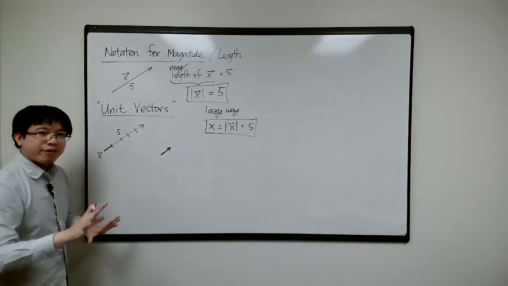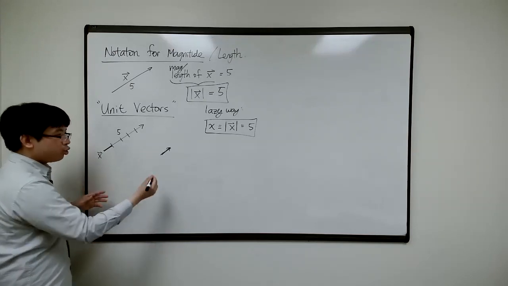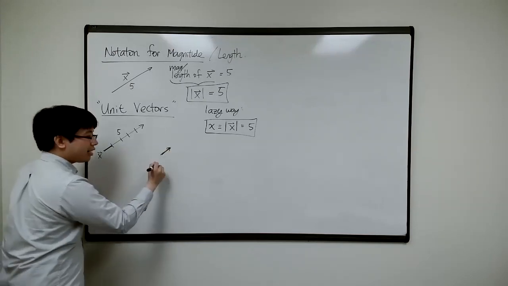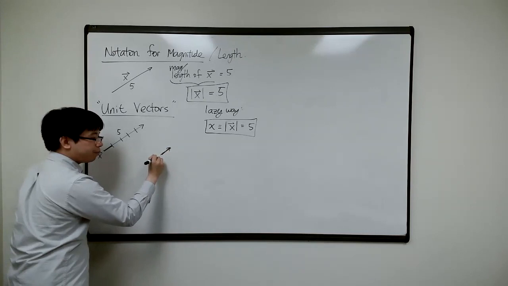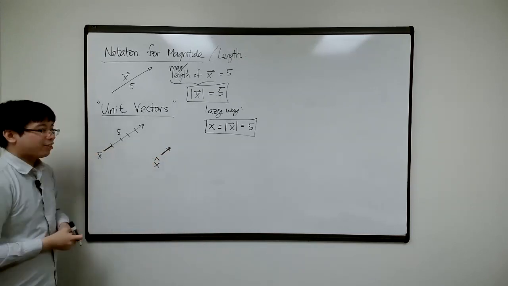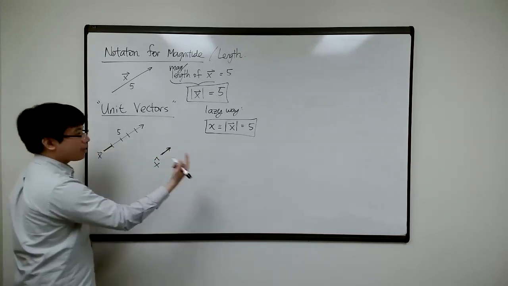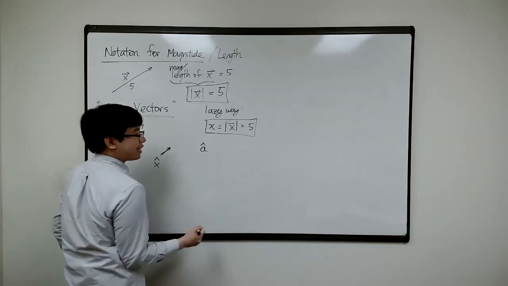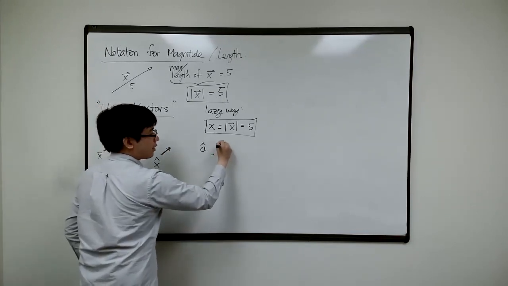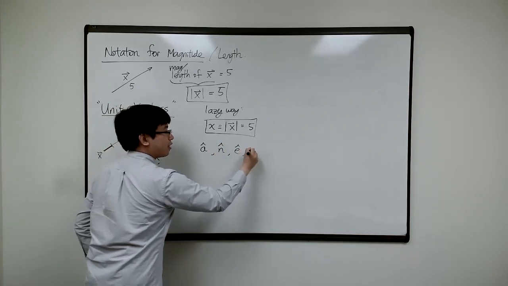So we can give it a different name. We can call it u or something, but if this is a unit vector, it is conventional that we use this symbol. We put a little hat on top. So anytime you see someone write this, or this, or this, or this, right?